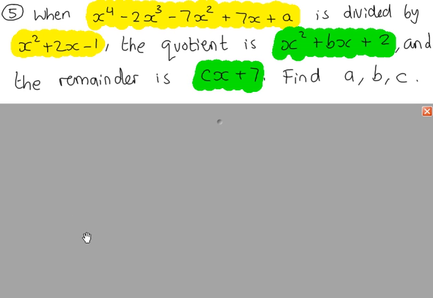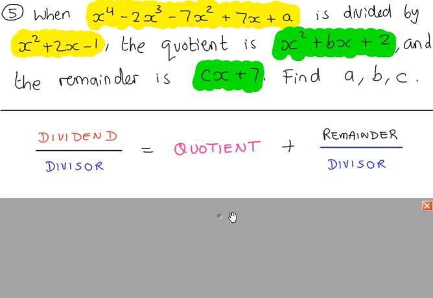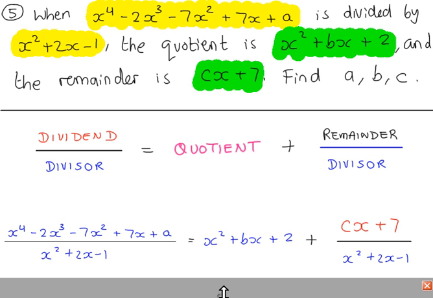Example 5. Slightly different this time. We have some unknown terms here. The a is unknown here, the b, the c. Here's the polynomial. It's divided by the divisor here. So this is the dividend, the divisor, the quotient is given, and the remainder is given. So we can write these in this form, like so.